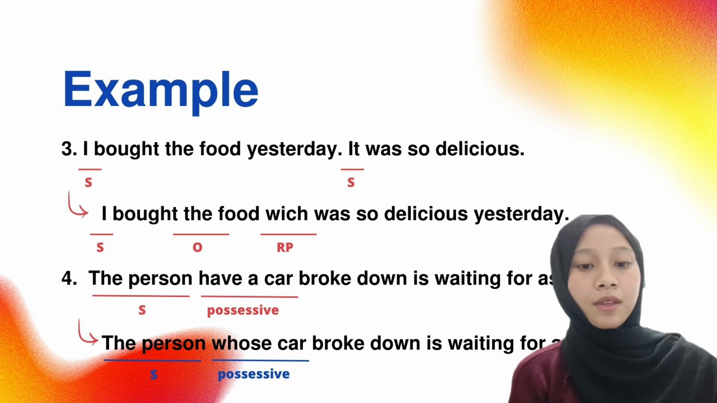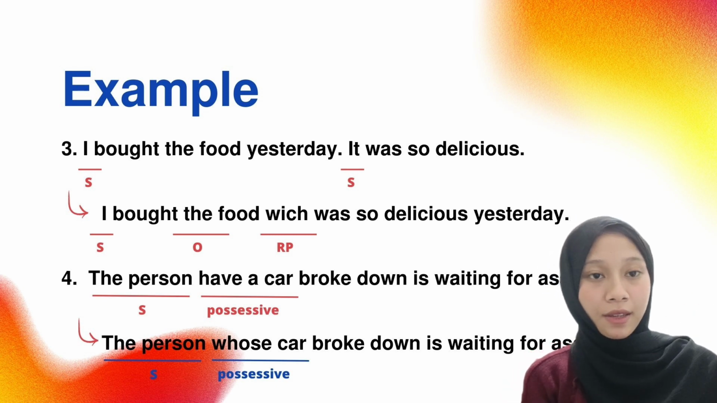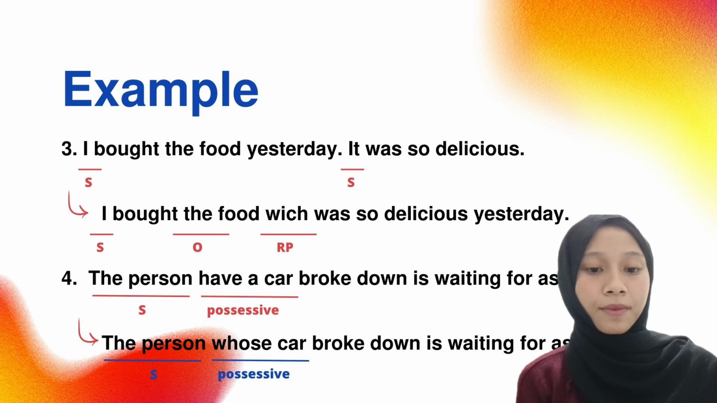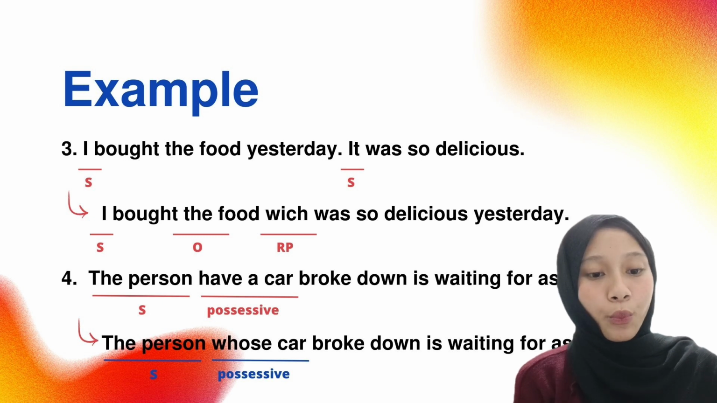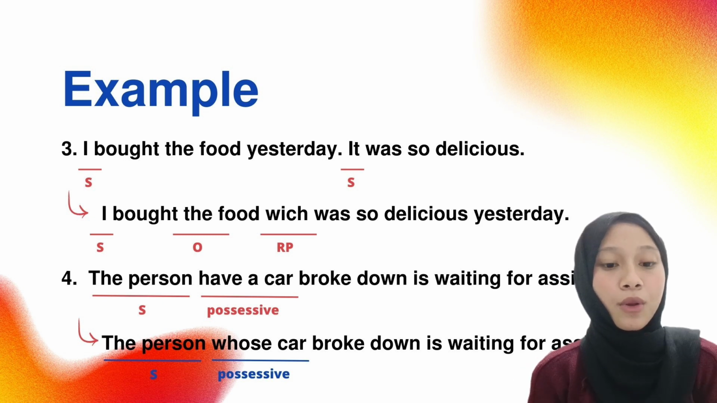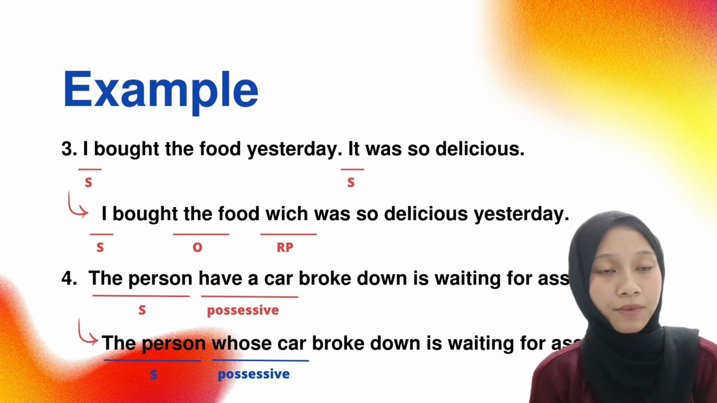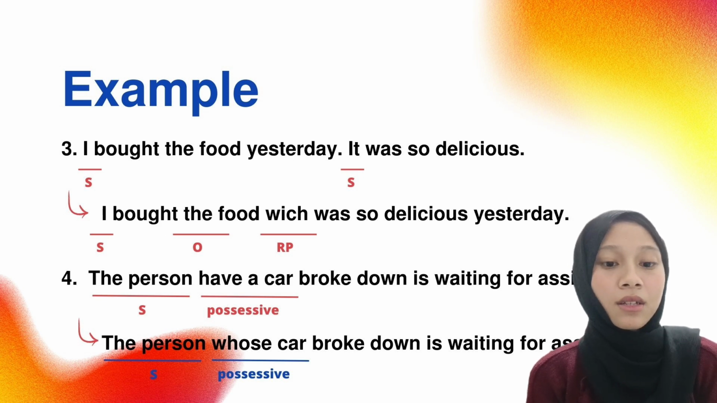Okay, next. I bought the food yesterday. It was so delicious. I, as a subject, and the food as an object. It was so delicious. We can combine the sentences with which. So, I bought the food, which was so delicious, yesterday. Why do we use which? Because the object is a thing.